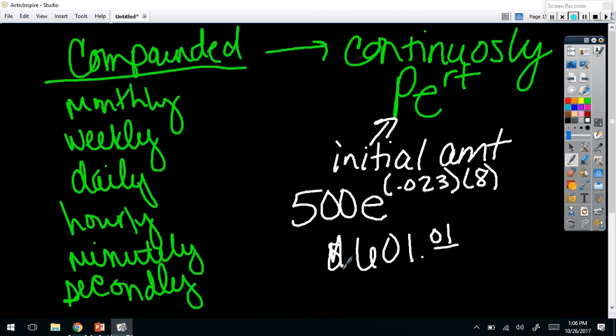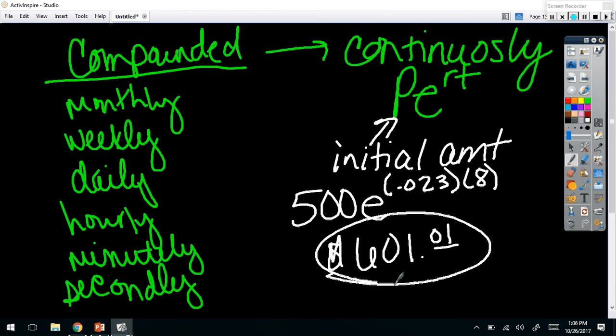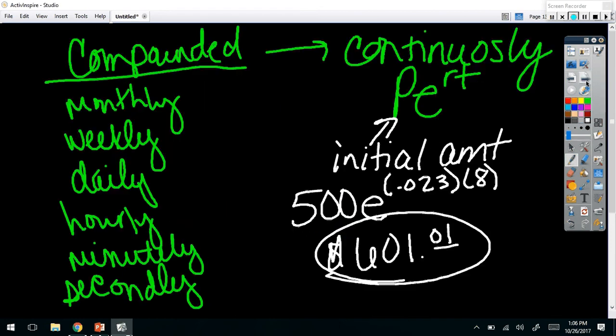If you had gone back, and I'm gonna come back here to this formula, and you had kept increasing this N to 365 to however many hours, the number that you would get there would get closer and closer to this number because it's approaching that PERT value. So you have to read the problem carefully and see if it's compounded a certain number of times per year, then you would use the big nasty long formula like this. But if it's compounded continuously, then you're going to use PERT.